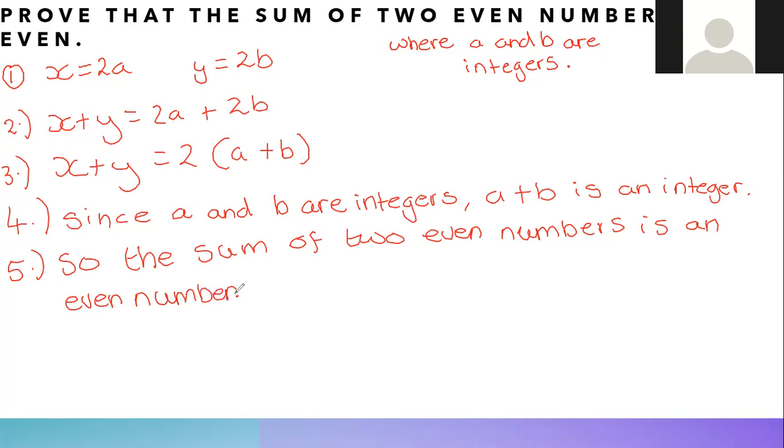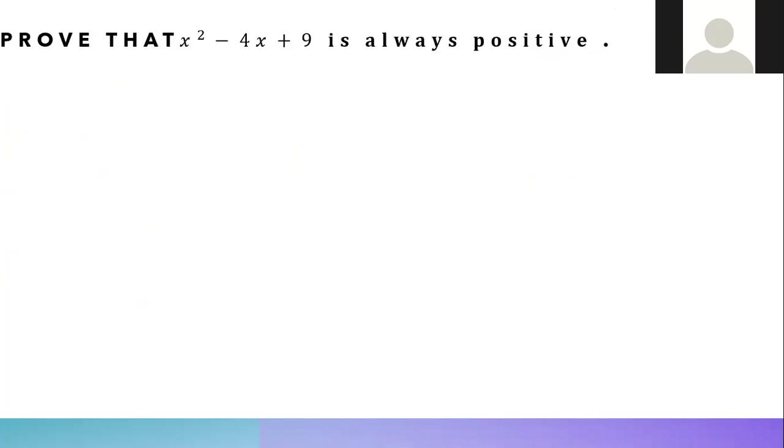And I've got one more example to go through with you for proof by deduction. So our final one is prove that x squared minus 4x plus 9 is always positive. So we'll look at this and go, okay, well, what would we do? Well, let's deal with the squared part. So let's have a look. So x squared, let's expand these brackets.